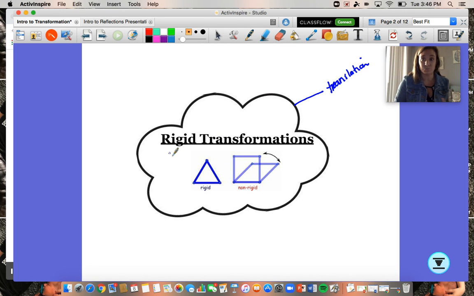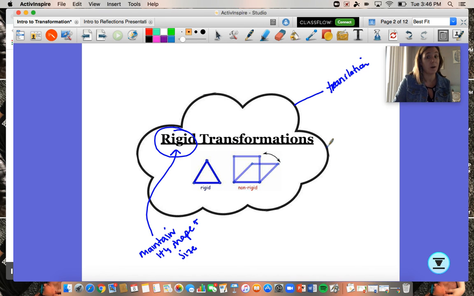Rigid, if something is rigid, it's going to keep its shape and size. So a rigid transformation is a transformation that maintains its shape and size. So it's not just a transformation. It is a rigid transformation. And so a translation is one of the rigid transformations. There's actually two others. Maybe you know what they are.